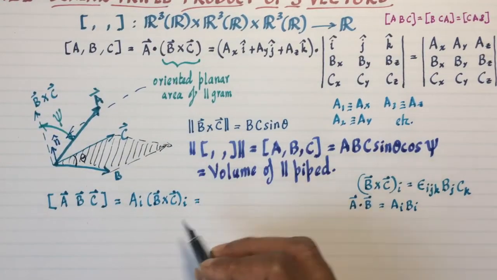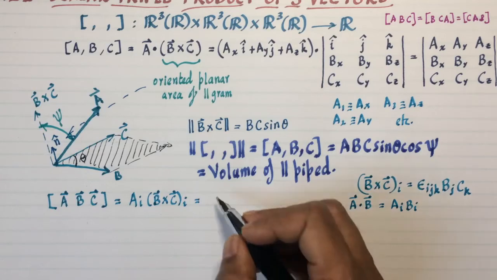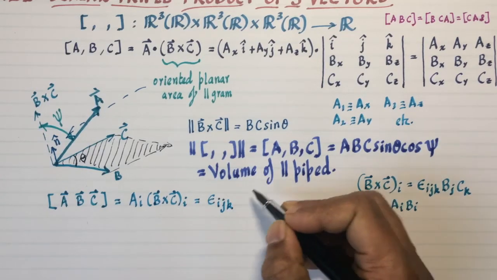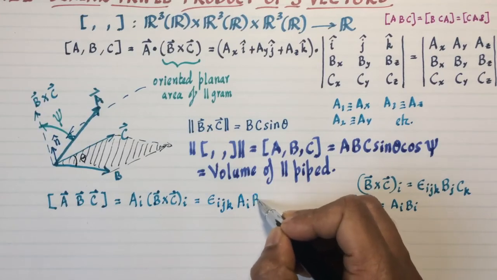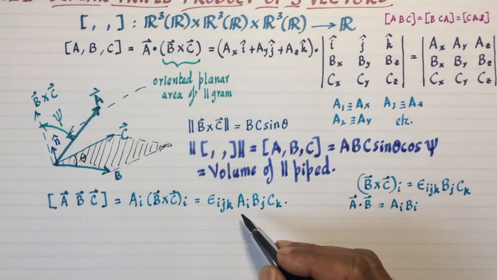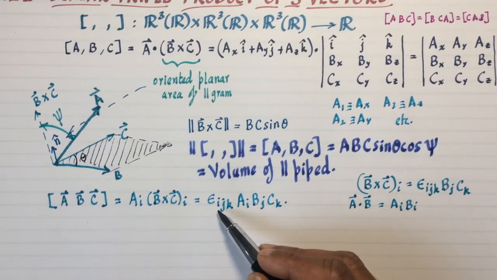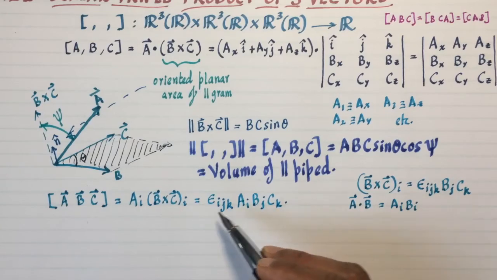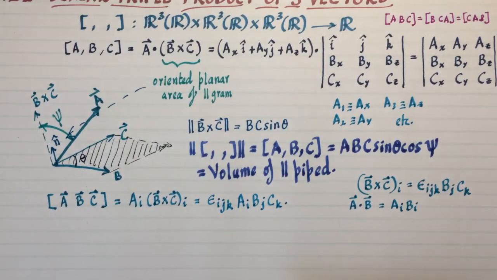So now let's substitute for this. I'm going to get epsilon ijk ai bj ck. This is a completely satisfied monster because it's got three indices ijk and ijk here. So it's completely summed over and there's nothing left over. If there's no index left over, that means you have a scalar and not a vector. So that's one nice way of writing the triple scalar product.